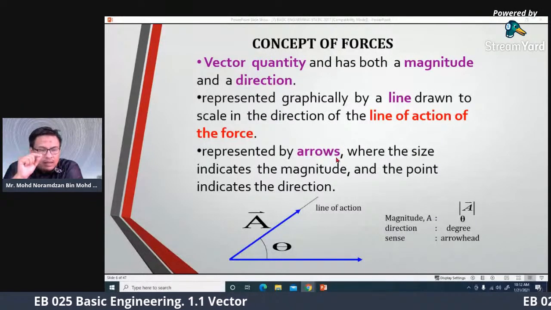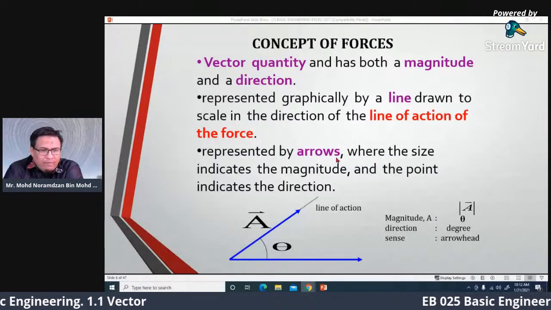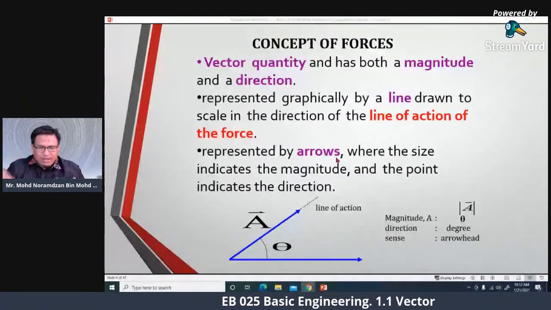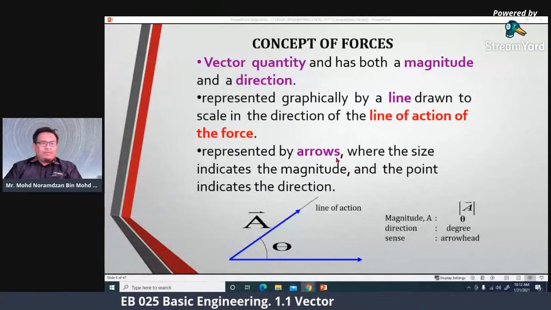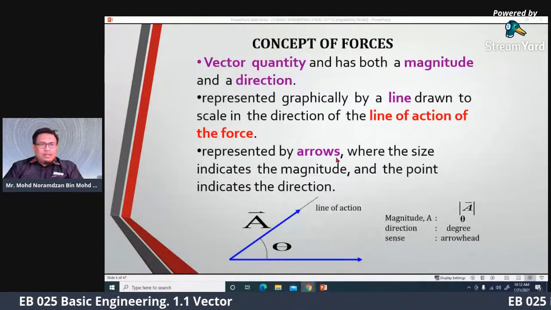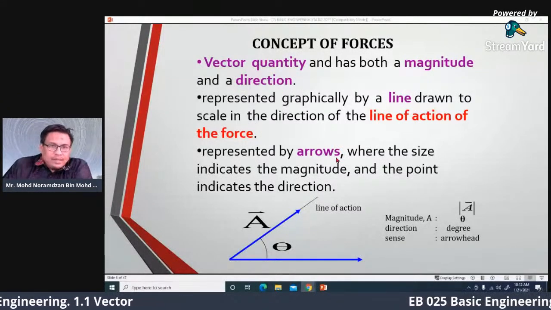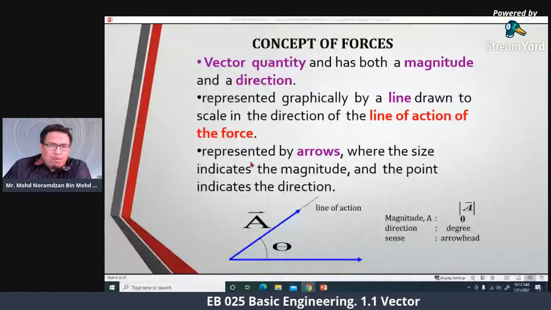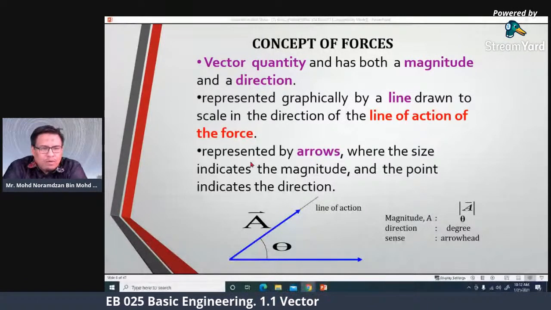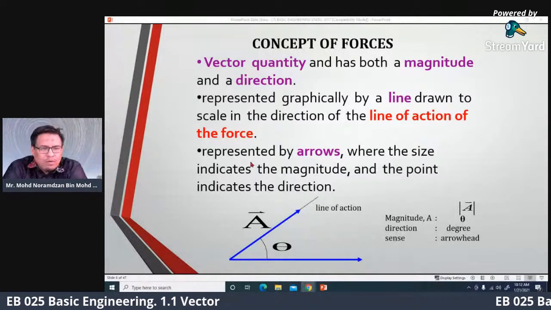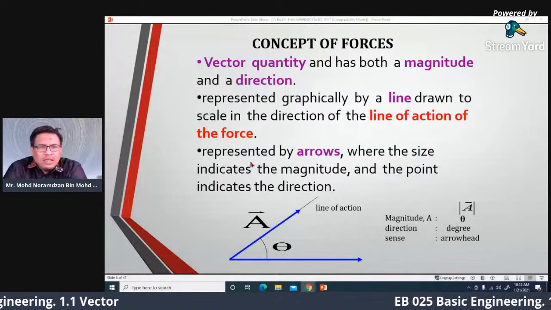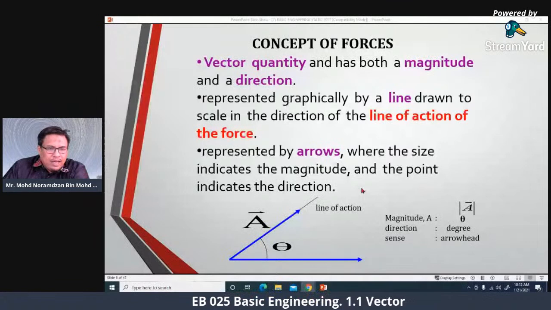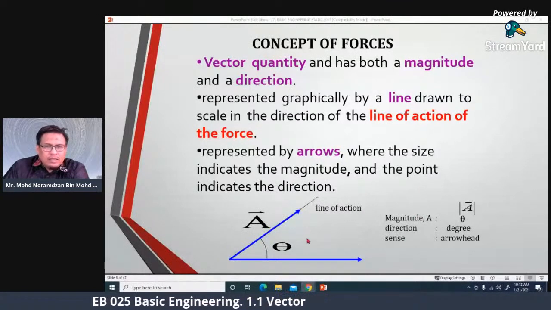If you draw a graphic on a piece of paper, the line of action is represented by an arrow, where the length indicates the magnitude and the point indicates the direction. This is an example of this.